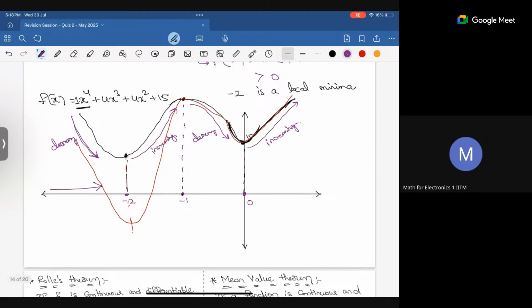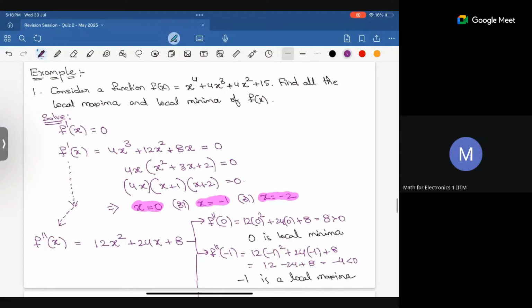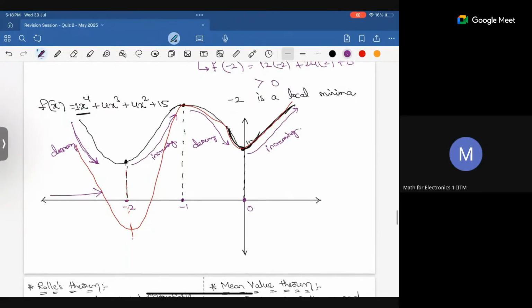So I wanted to mention it here. You should know how to find local maxima and local minima of a given function. And once you find the local maxima and local minima, then you can roughly plot, or even if you don't plot, you can at least comment on in which interval the function is decreasing and in which interval the function is increasing. So in order to conclude that, you have to compute local maxima and local minima. That's my point here.